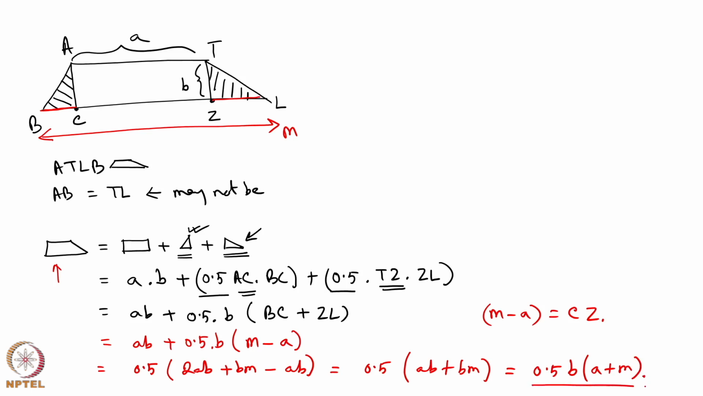So, what do I understand? If this is a trapezoid and I want to find out the area, I have to find the b distance, the perpendicular distance between the two parallel sides of the trapezoid, and a plus m, this is the a length and that is the m length, and then apply the formula to get the area of the trapezoid. We are going to use this formula very soon when we do cross section balancing.